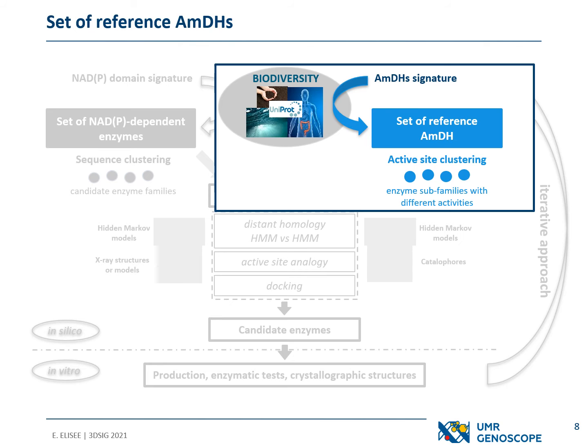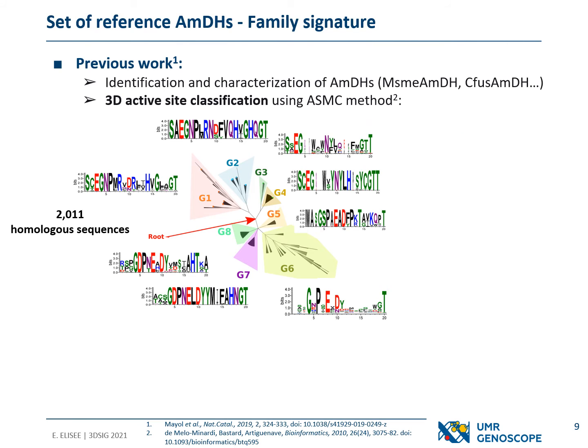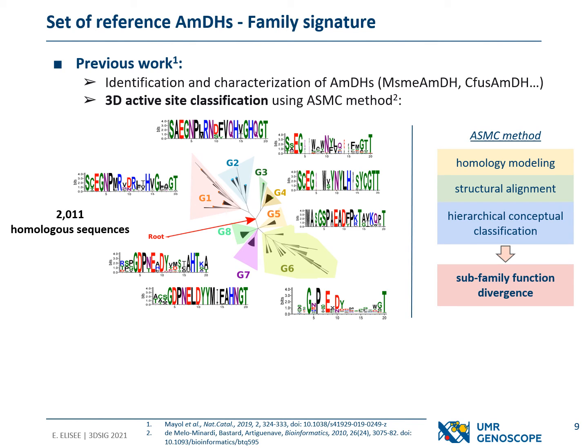Now let's continue with the constitution of the reference AmDH set. In the previous work, some native AmDH were identified and characterized, and the existing family of 2,000 homologous sequences was classified using the ISMB method, which classified sequences using structural information of protein pockets, so in this case, active sites. This method combines homology modeling, structural alignment, and hierarchical conceptual classification to finally identify residues correlated to subfamilies' function divergence.